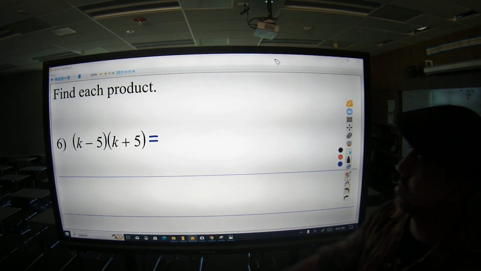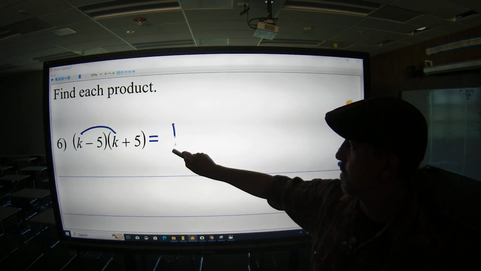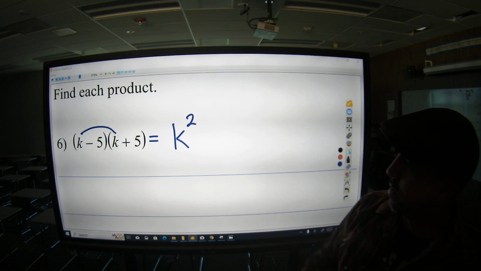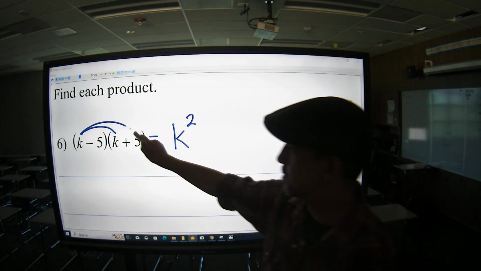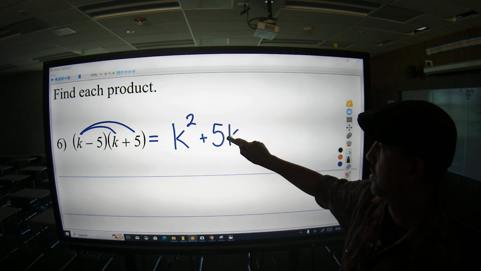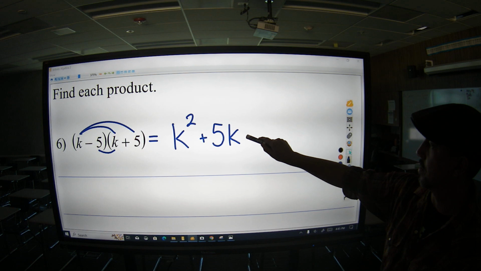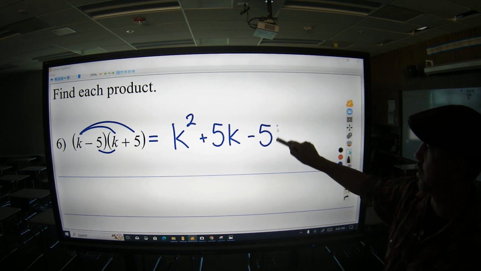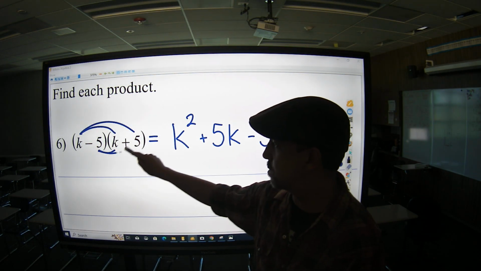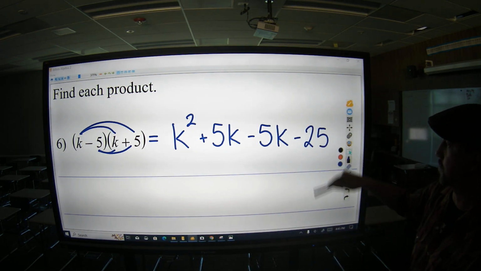We'll start with the first times the first. K times K gives us K squared. And now I have to do K times positive 5. That will make 5K. Now we'll do negative 5 times K, and that gives me negative 5K. And last we have negative 5 times positive 5, so that should give me negative 25.